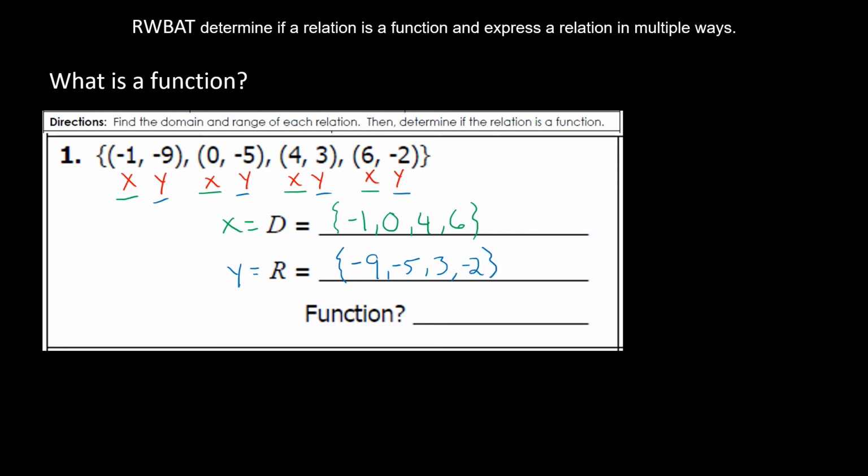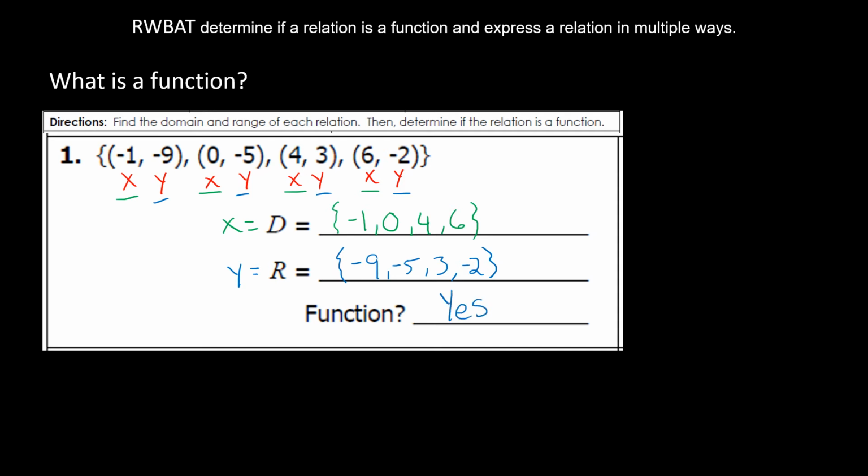So now that we've identified our domain and range, we need to come to the conclusion: is this a function? Well, based off the rules, we want to make sure that our x values did not repeat at all in the set. -1 happened one time, 0 is one time, 4 is one time, 6 is one time. So because no x values repeated, in other words, our x values have one unique y value that it goes to, this is a function, yes.